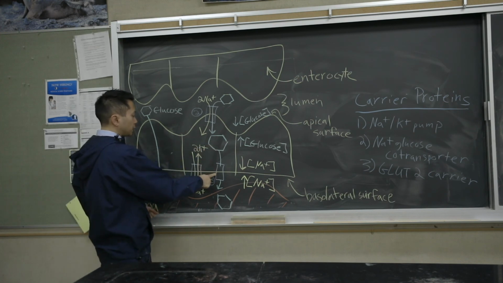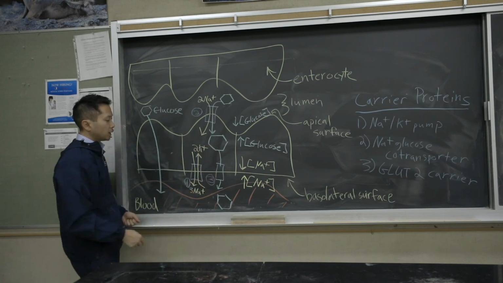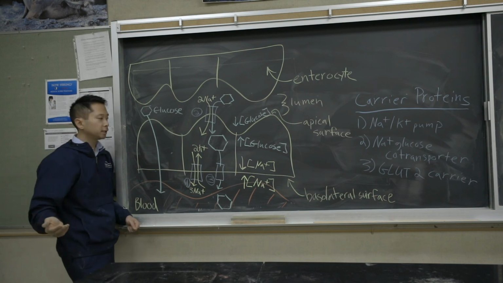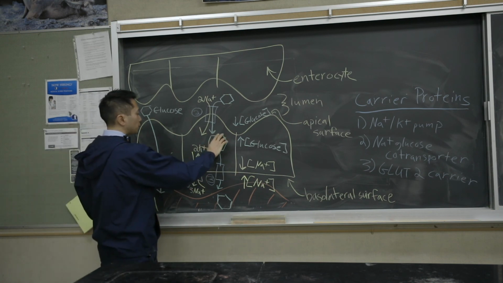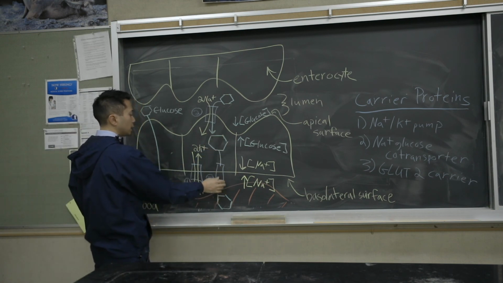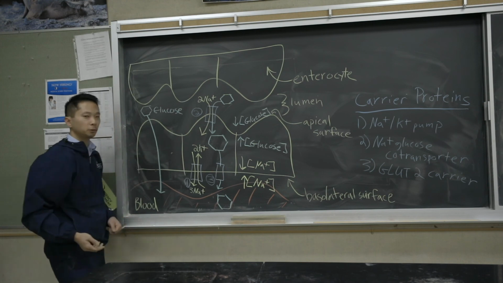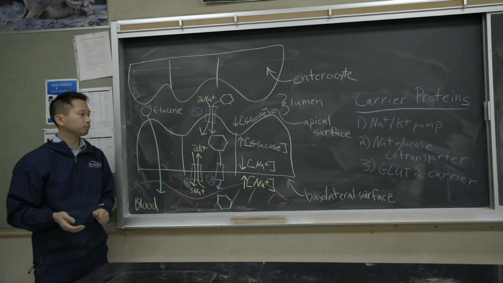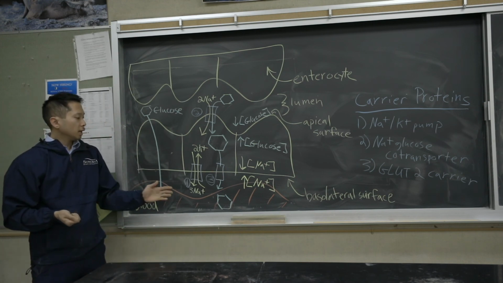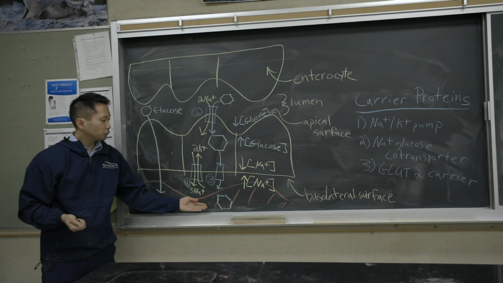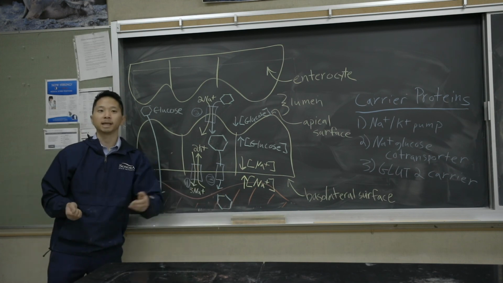Lastly, we took advantage of this GLUT2 carrier, and by facilitated diffusion, we moved glucose from high to low concentration through the GLUT2 carrier into the interstitial fluid, and then the glucose moved into the blood. From here, glucose will move through the hepatic portal vein and then into the liver.